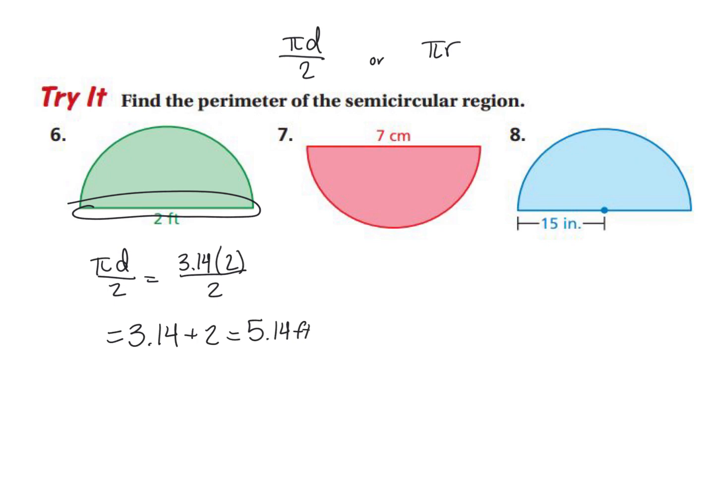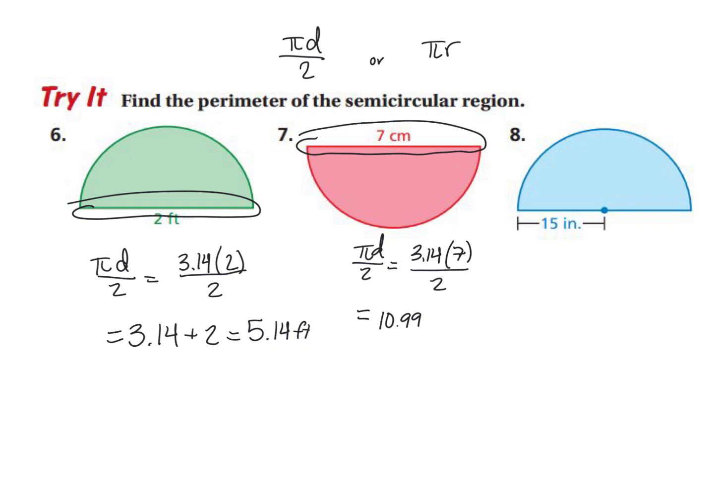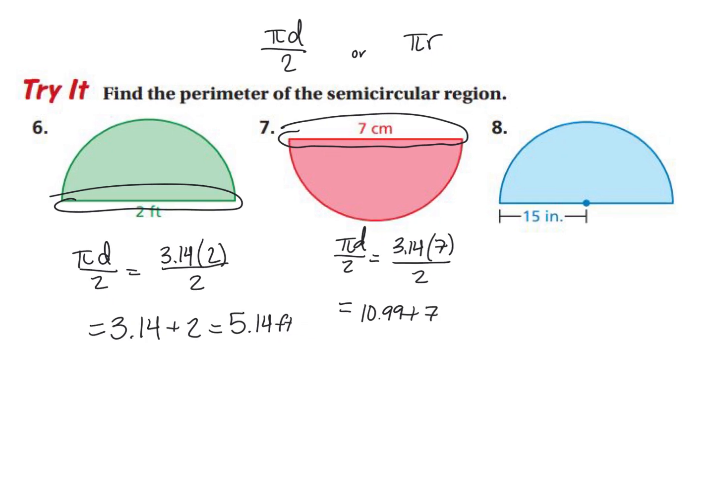For number 7, I have a diameter, so I'm going to use pi times diameter divided by 2. Pi is equivalent to 3.14. In this case, my diameter is 7. And then I'm going to divide that all by 2. Typing that in, 3.14 times 7 divided by 2, I get 10.99. And then again, since it's a semicircle, we're just going to add back this straight line, which was 7 centimeters across. I'm going to get an answer of 17.99 centimeters.